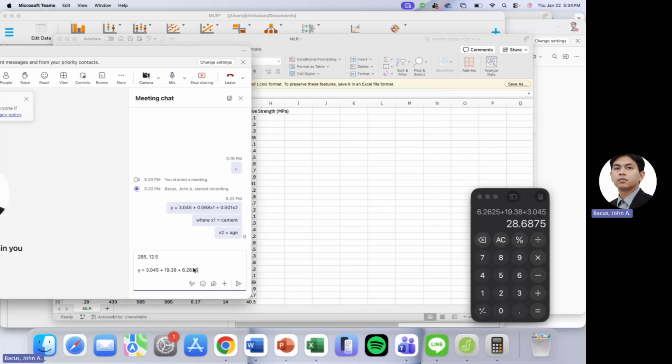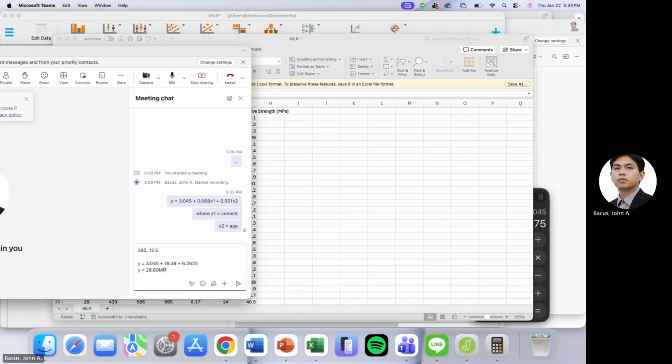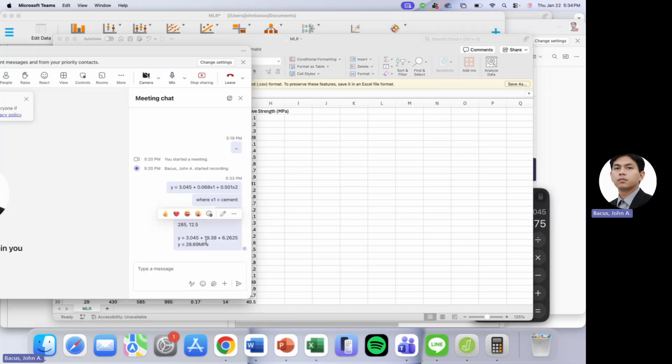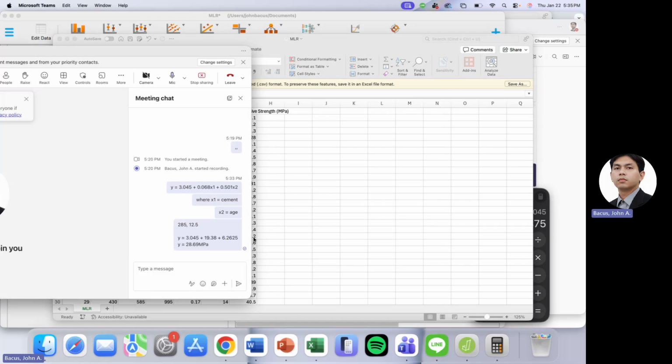So therefore, our compressive strength value is 28.69 MPa. So this is 90% accurate, 90.8% accurate. That if our X1 cement has a value of 285 kilograms per cubic meter, and that is 12.5 days old, then we have a compressive strength of 28.69 MPa.